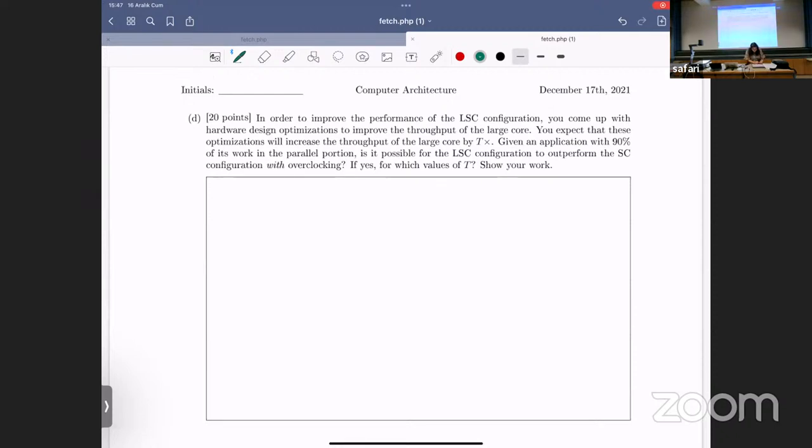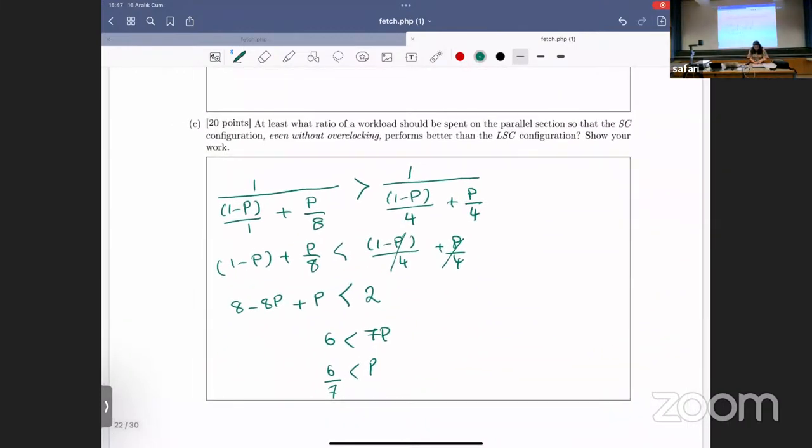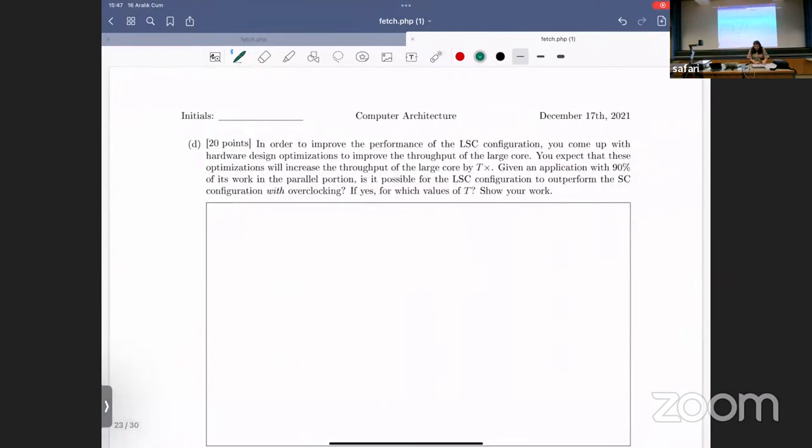So okay, we realized here that if our application is really parallel, the LSC configuration actually does not perform really well. When we think, okay, let's improve its performance, what can we do? In order to improve the performance of the LSC configuration, we come up with hardware design optimizations to improve the throughput of this large core. And we expect that these optimizations will increase the throughput of the large core by T times.